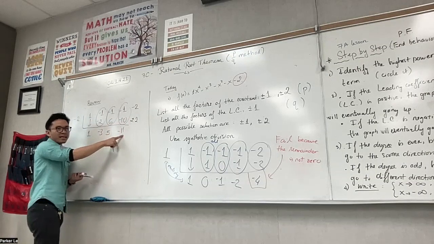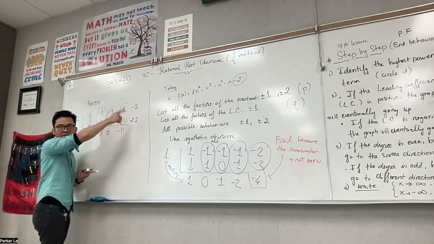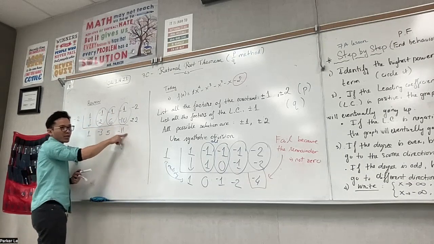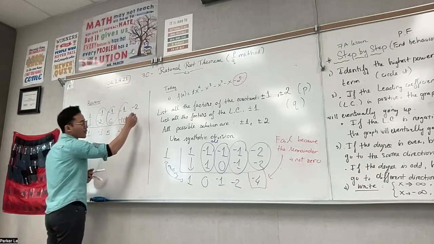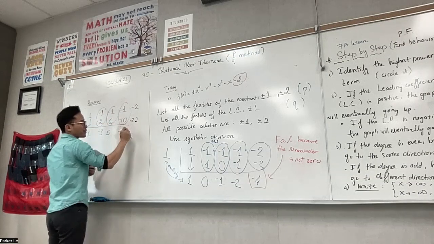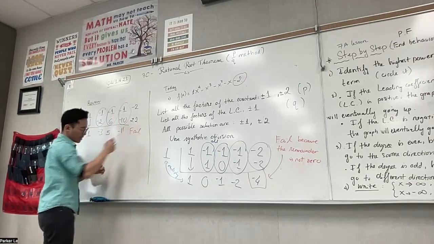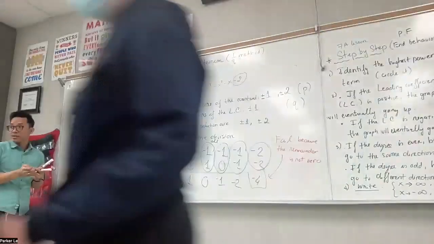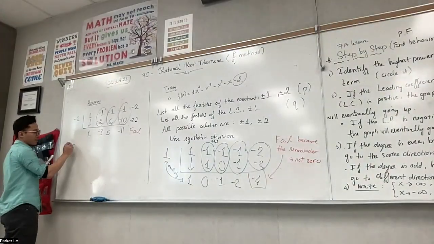At this step, I can kind of see this is not already, right? They're not going to give me 0. So I don't need to calculate this. I just know this is not 0. Fail. Okay, what other number do you want to try? +2? Okay, yeah, let's try +2.